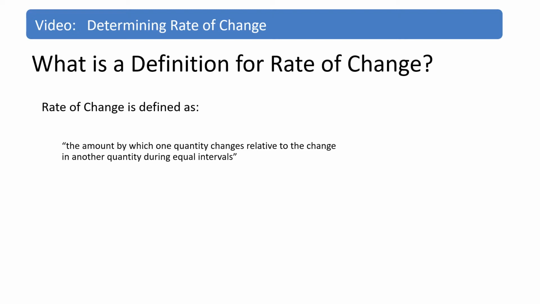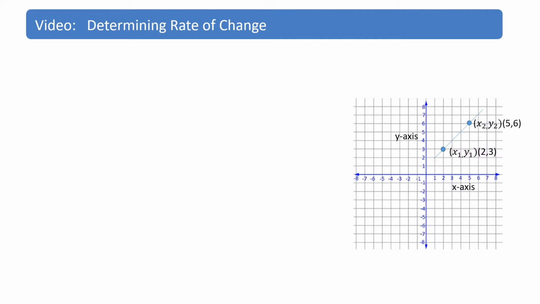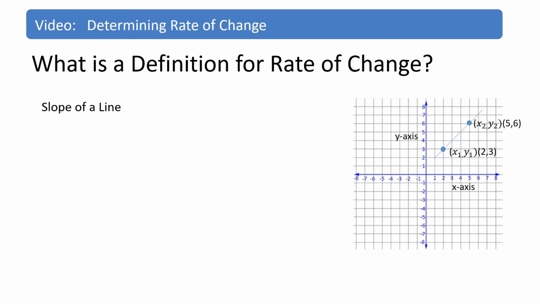during equal intervals. By comparing 2 points on a graph of a function, you can determine how the values of the two sets of points have changed. Let's take a look. Here is a graph showing 2 points, x1, y1, with the values 2, 3, x2, y2 with the values 5, 6.